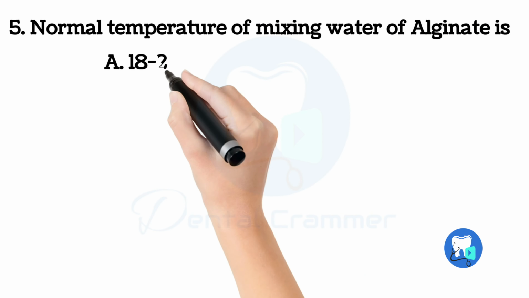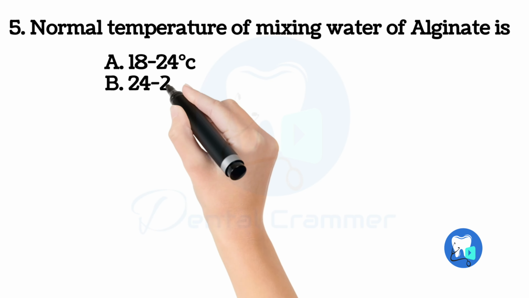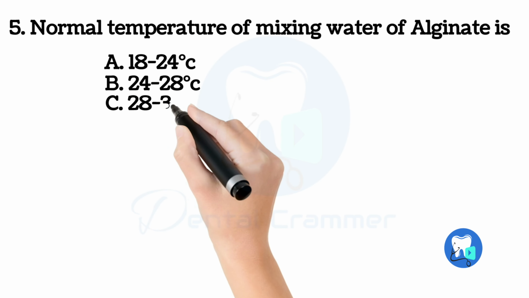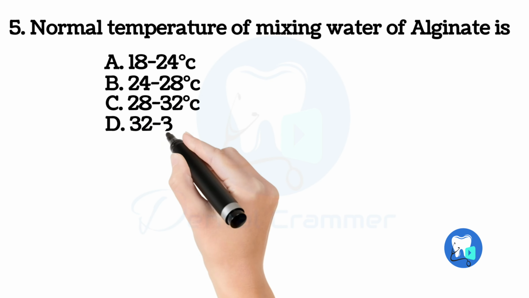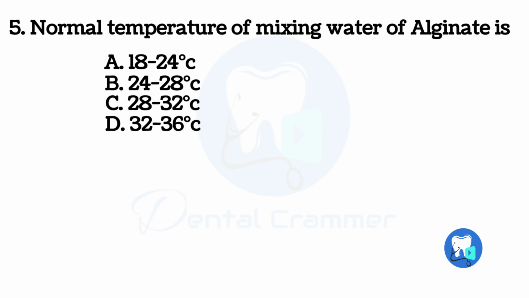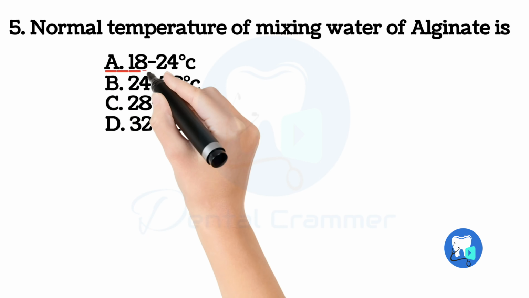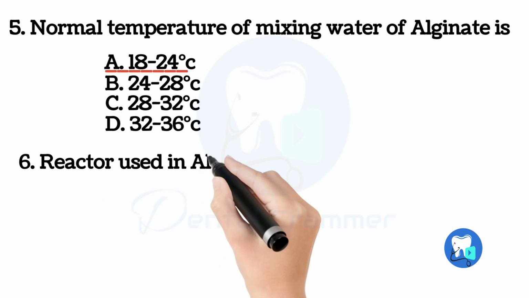Normal temperature of mixing water of alginate is... If you know the answer, pause the video and write it in the comment box. So the right answer is 18 to 24 degrees.